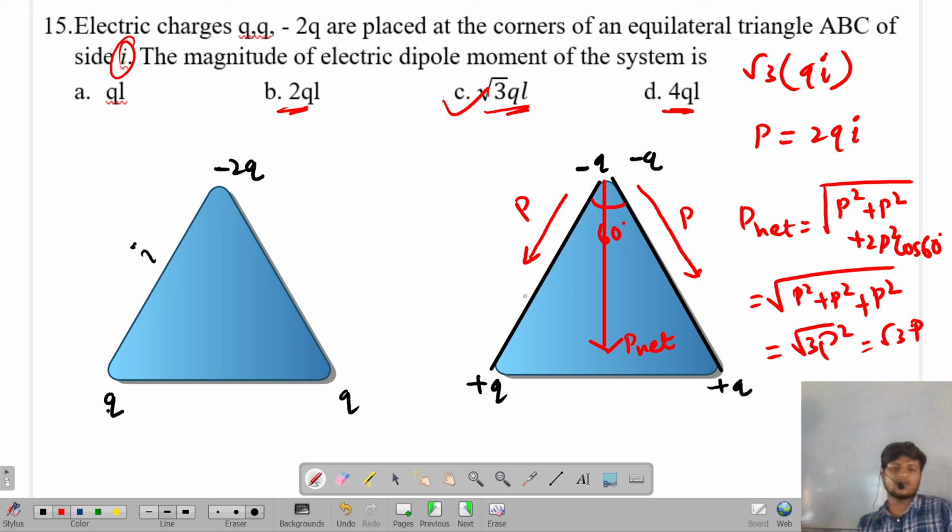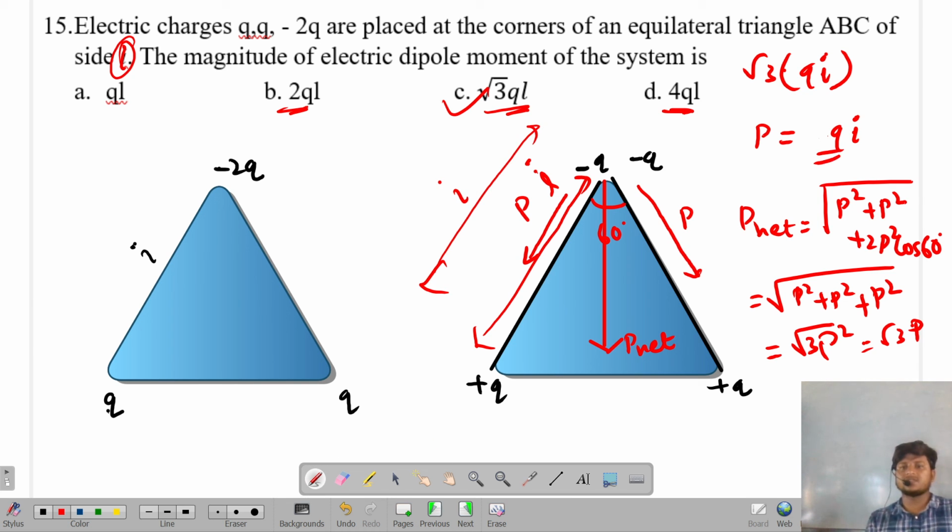Because the distance between them is how much? Only l is given over here. This would be L. Actually it is not l. It is what? L. So therefore answer is what? Root 3QL. Got it or not? Wait, here the distance between the charges is what? The distance between charges is only l or not? Tell me yes or no. So therefore the distance between these whole charges is l. So therefore P is equal to Ql only.